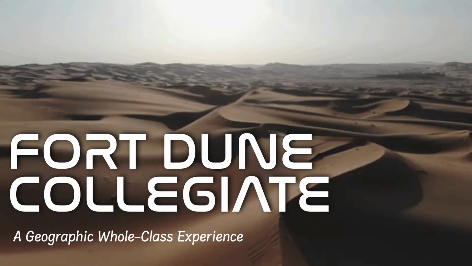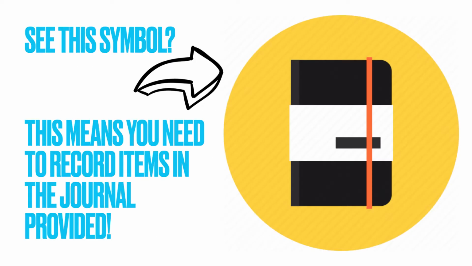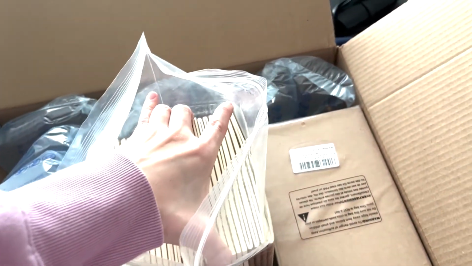The final project is called Fort Dune Collegiate, a Geographic Whole Class Experience. This is the scenario that students are given. Feel free to pause. This symbol shows in the presentation when students are going to use a journal, and these are the journals that I purchased off Amazon.